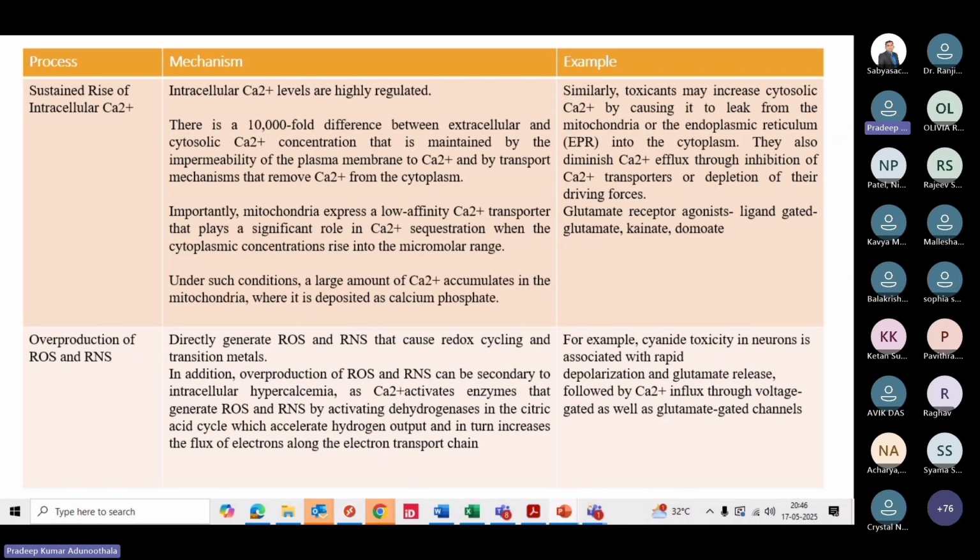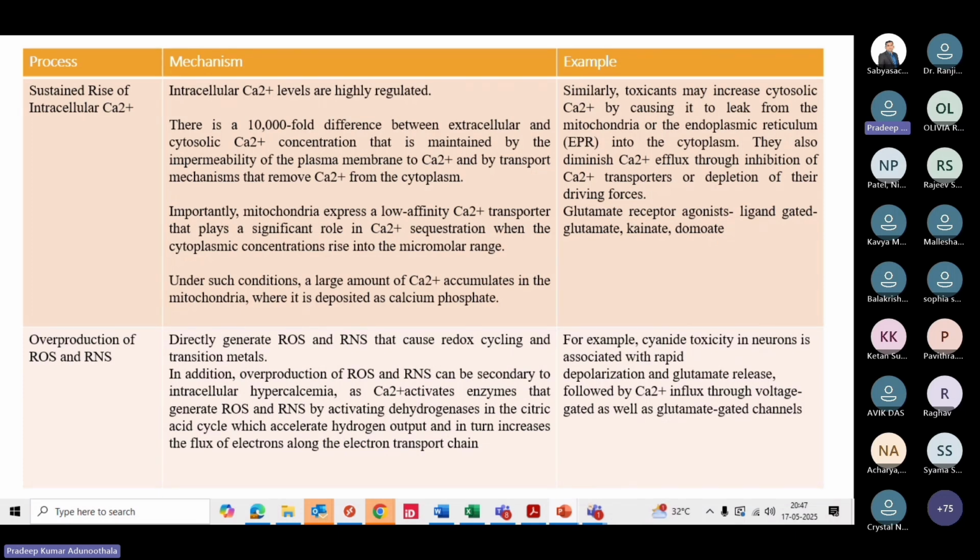The second one is sustained rise of intracellular calcium. Intracellular calcium levels are highly regulated, with a 10,000 fold difference between extracellular and cytosolic calcium concentrations. It is maintained by the impermeability of the plasma membrane to calcium and by transport mechanisms that remove calcium from the cytoplasm. Mitochondria express a low affinity calcium transporter that plays a significant role in calcium sequestration when the cytoplasmic concentration rises into the micromolar range.